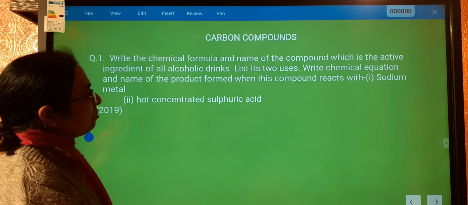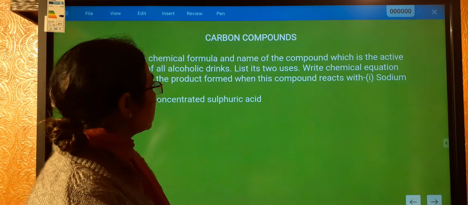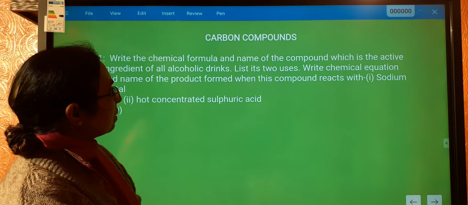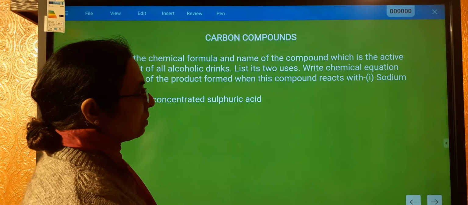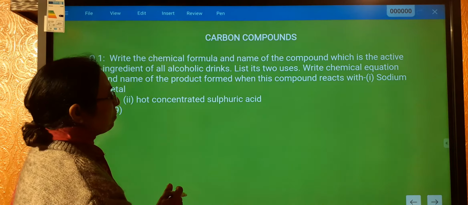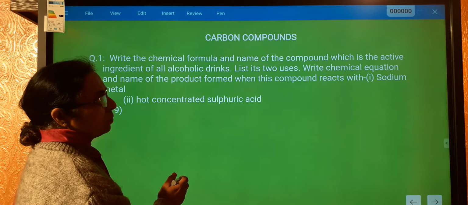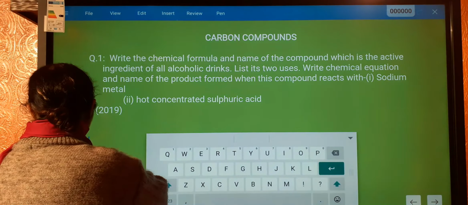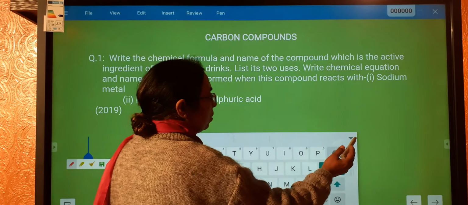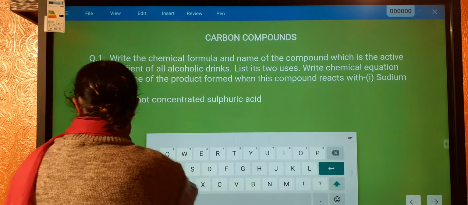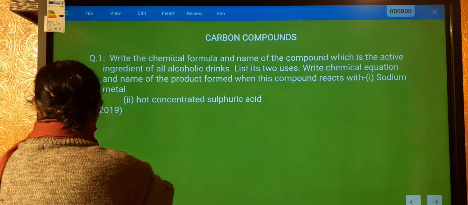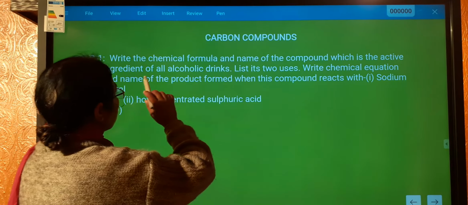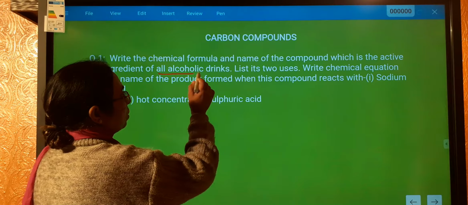Write the chemical formula and name of the compound which is the active ingredient of all alcoholic drinks. List its two uses. Write the chemical equation and name of the product formed when this compound reacts with sodium metal. Alright, so let us see what is the chemical formula and name of the compound which is the active ingredient of all alcoholic drinks.